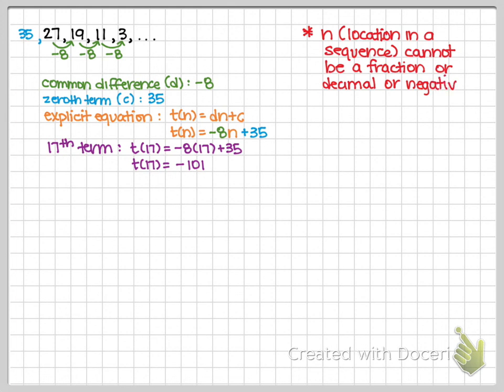It just doesn't make sense to be in a list of things and to be at a negative location or a fraction location or a decimal location. You can be in the first spot or the second spot. You can't be at the 1.5 spot. Doesn't make any sense.